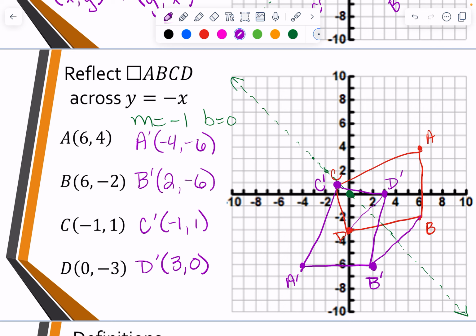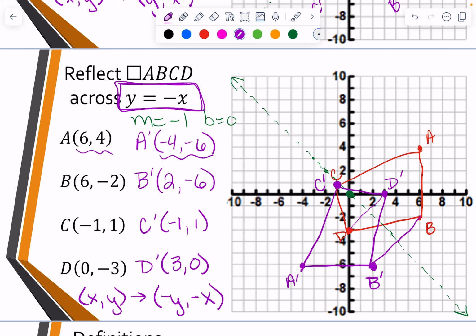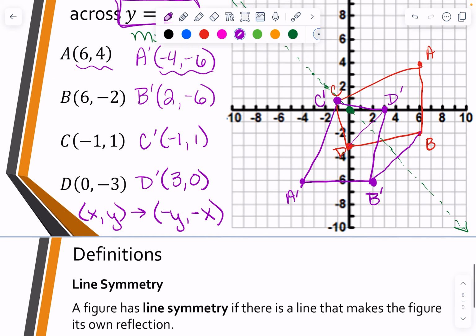Now, if you notice, something happened here as well. The x and the y switch, but they also change their sign. So the rule for this, when we are reflecting over the line y equals negative x, is (x, y) goes to (negative y, negative x), meaning you're going to flip their positions and change their signs. Okay, so those are our rules for those two special ones.